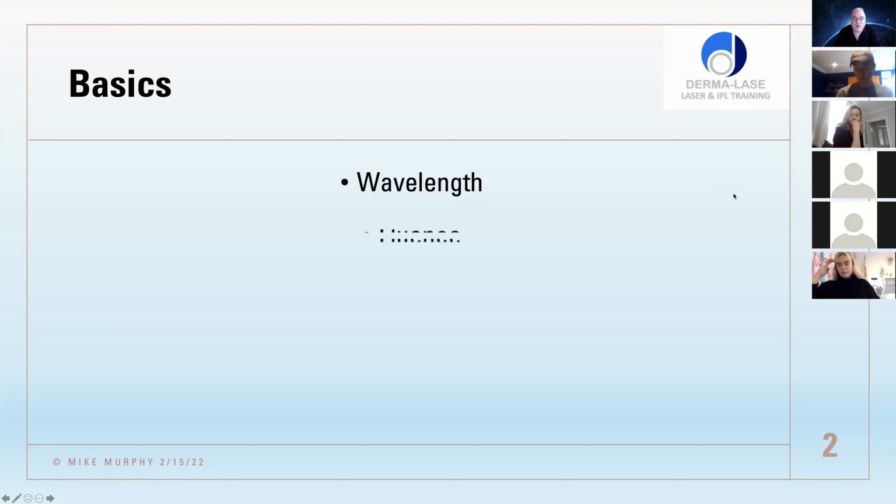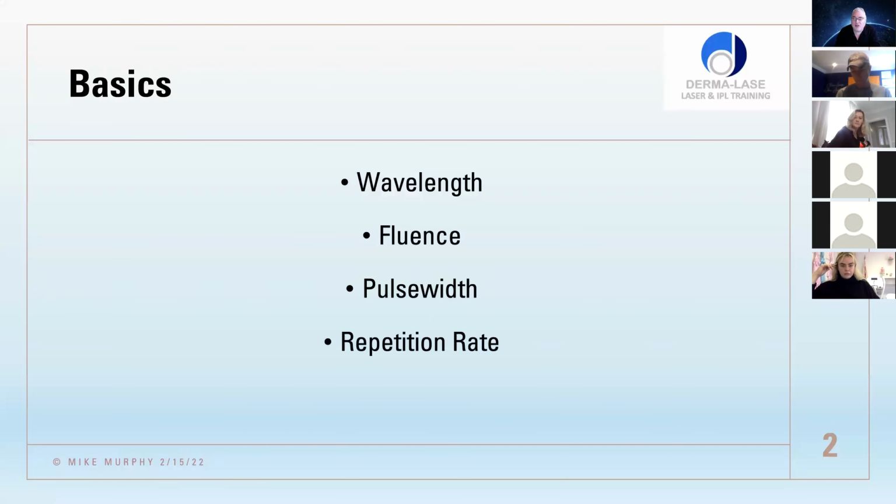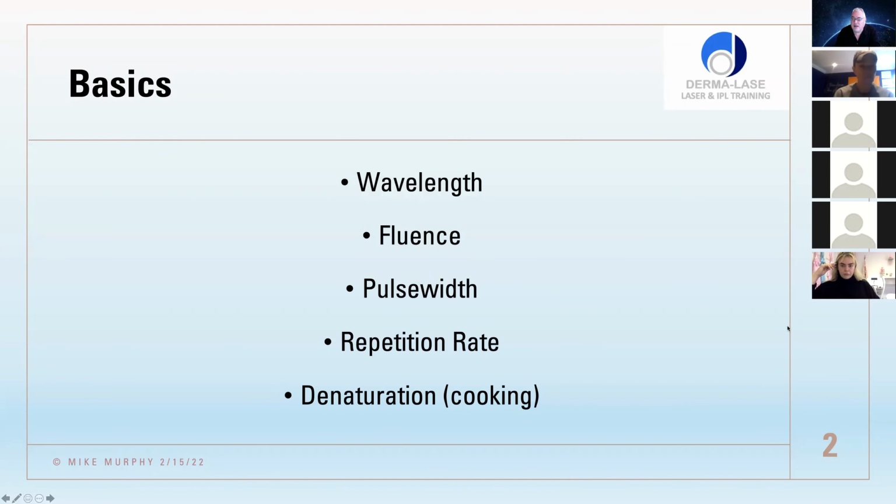We're going to talk about fluence and the importance of that. Why fluence is so important? The pulse width. What is pulse width? Who knows? And then repetition rates, which people kind of get hung up on, but really shouldn't. And then denaturation, which is just a fancy way of saying cooking. So anybody who's boiled an egg or fried bacon or a sausage, or I don't want to upset all the vegan people out there, but you know, all that kind of thing, then I'm going to talk about what that actually.